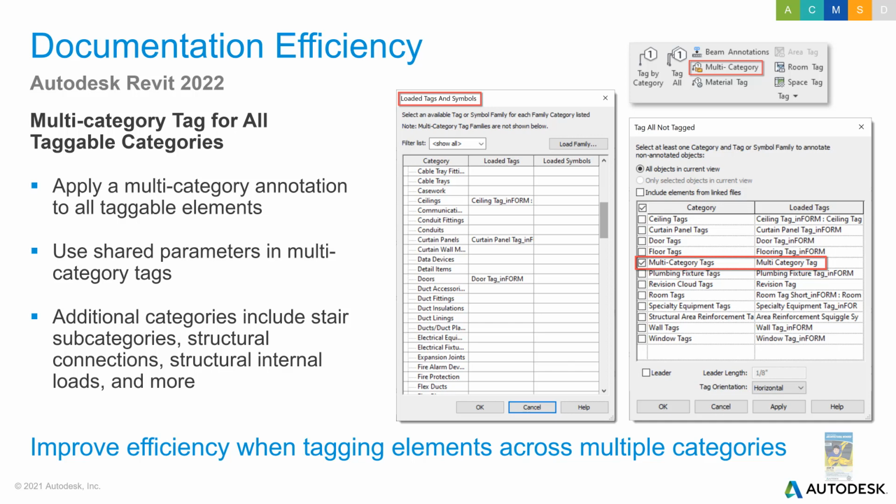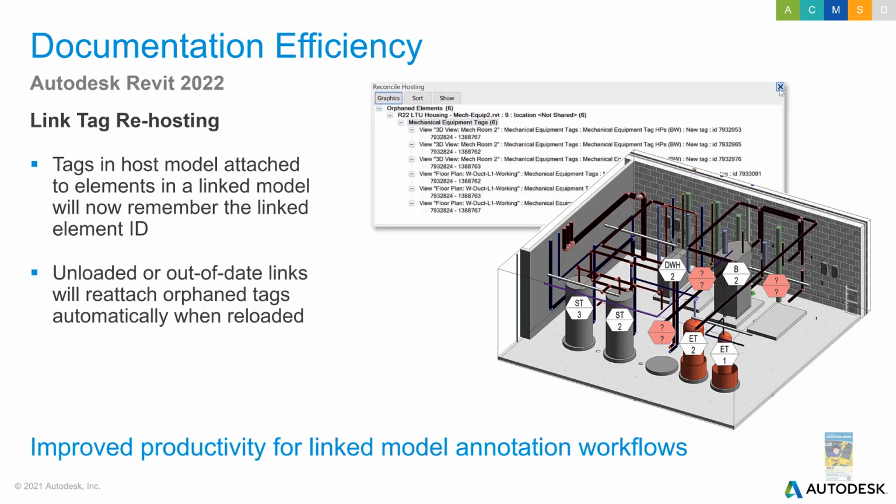You can use shared parameters in multi-category tags, and you have additional categories that include stair subcategories, structural connections, structural internal loads, and so on. You have link tag rehosting as well. So the tags in the host model attached to elements in a linked model will now remember the linked element ID. Unloaded or out-of-date links will reattach orphan tags automatically when reloaded.